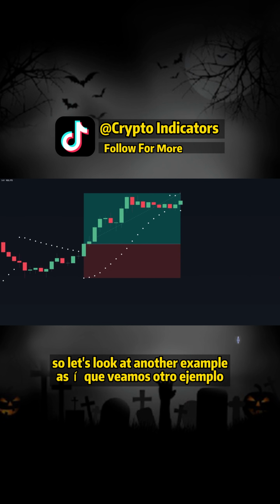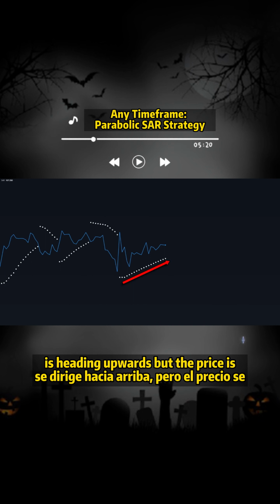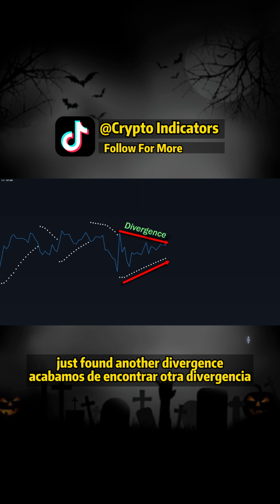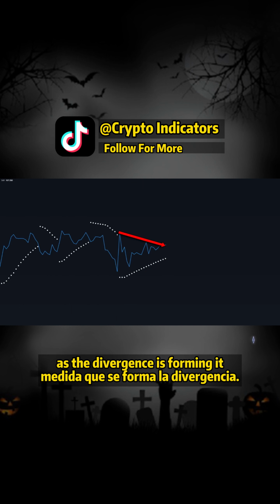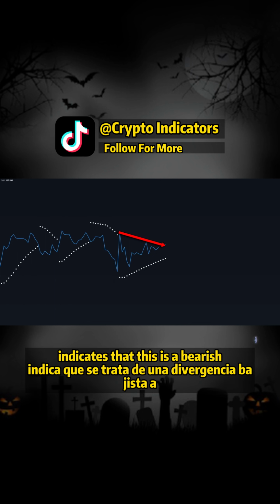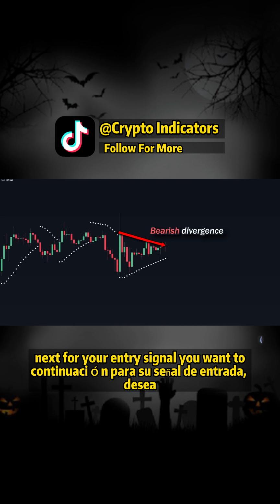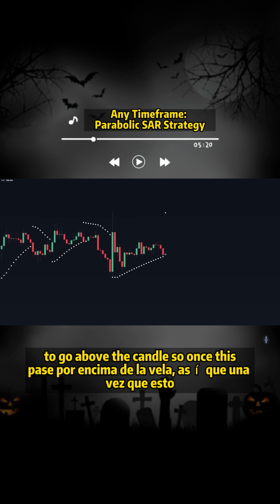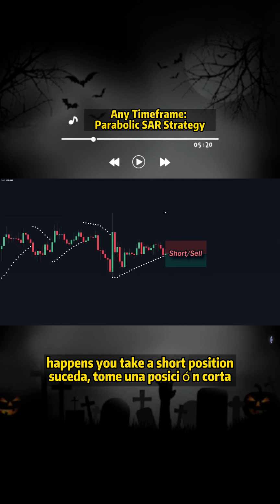So let's look at another example. Here, we can see that the Parabolic SAR is heading upwards, but the price is heading downwards instead, meaning we just found another divergence. Now, since the price is moving downwards as the divergence is forming, it indicates that this is a bearish divergence. Next, for your entry signal, you want to confirm the bearish momentum by waiting for the Parabolic SAR to go above the candle. So once this happens, you take a short position.